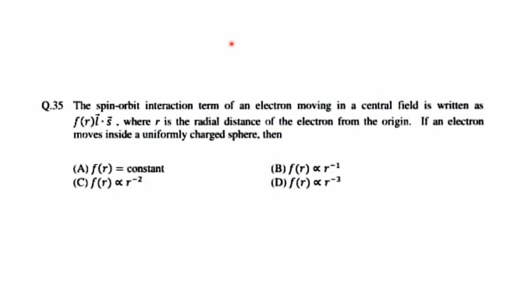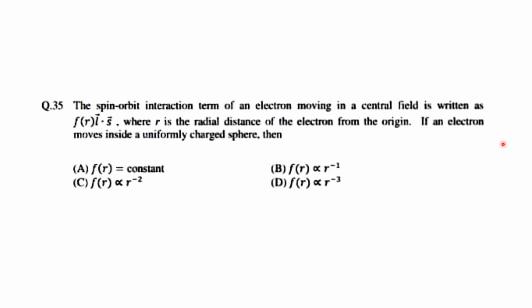This question was sent by one of my students, Harish, and we'll be discussing this question. The question is: the spin orbit interaction term of an electron moving in a central field is written as f as a function of r times L dot s, where r is the radial distance of the electron from the origin. Here L is the orbital angular momentum vector and s is the spin angular momentum vector.